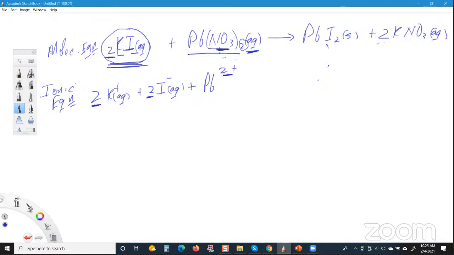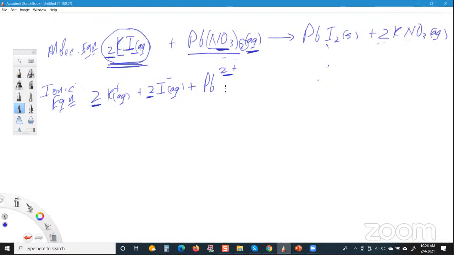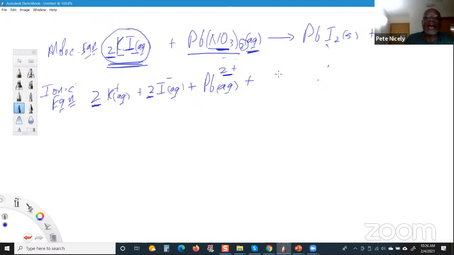We know it's 2 plus because nitrate has only a 1 minus charge and there are 2 of them. So therefore that means that the lead must carry a +2 charge. And it's aqueous as well, correct. Okay, and what would be the other ion?